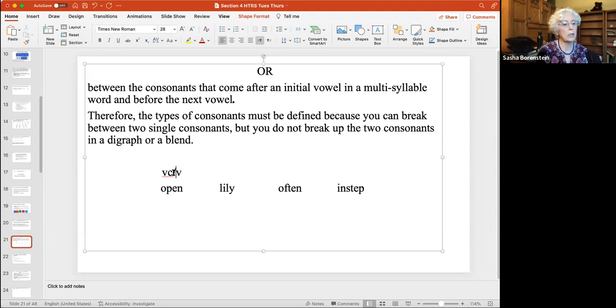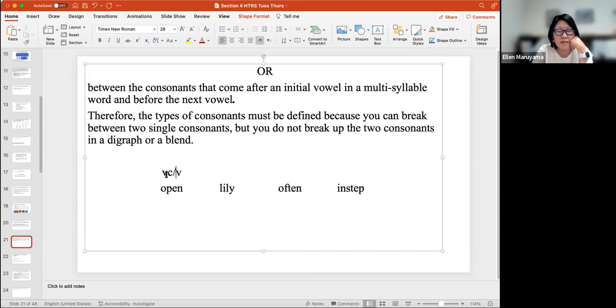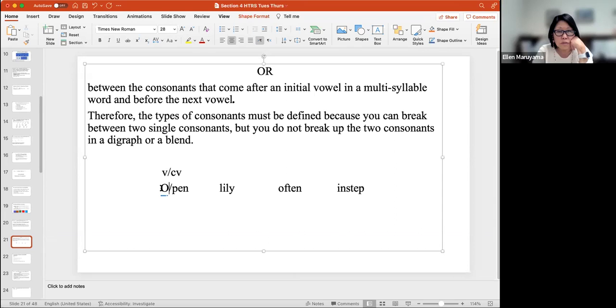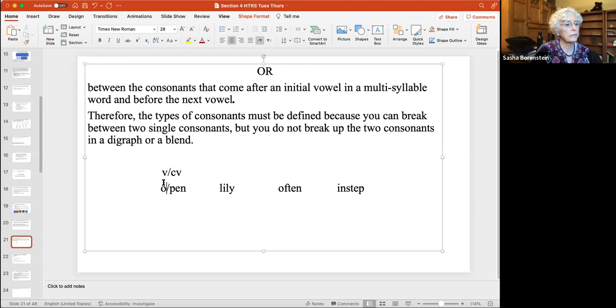So when we see this visual vowel, consonant, vowel, what we have to say is, which one is it? Is it open? Is it closed? What happens to the vowel if it's open? What happens to the single vowel if it's closed? And you know this word is open. So is the first syllable open or closed? Open. Yeah, you're right. So we're going to break it here. Is the second syllable open or closed? Closed. Exactly. Any questions about that, guys?